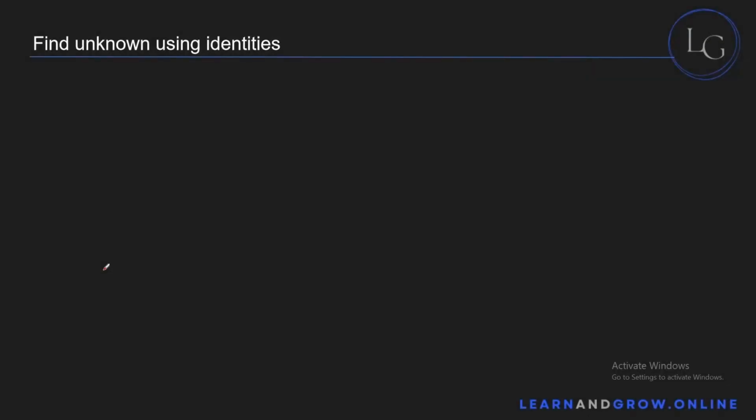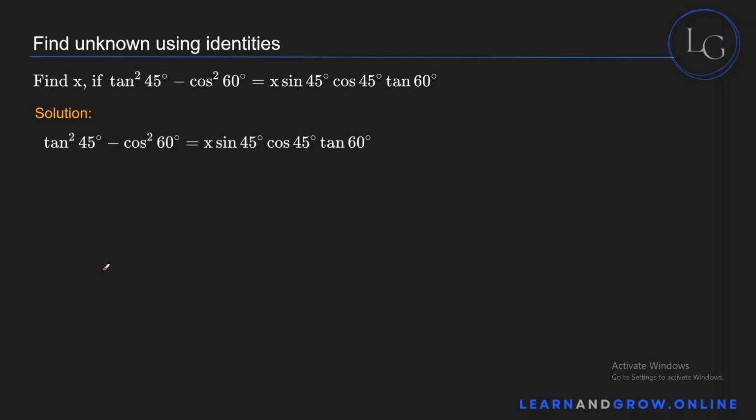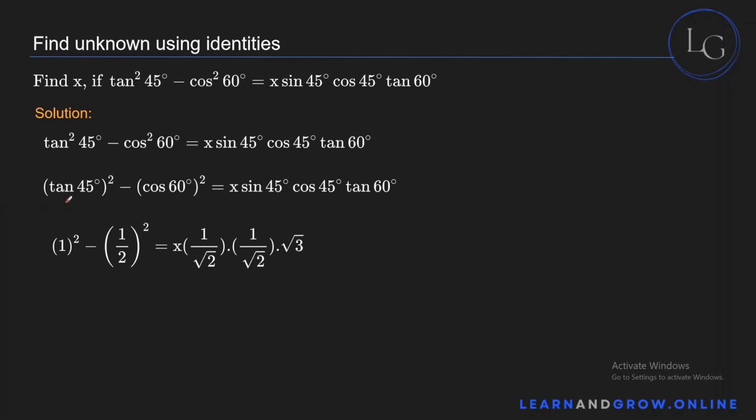Now let's find the unknown using identities. So find x if tan square 45 minus cos square 60 is equal to x sine 45 cos 45 tan 60. Now you can just plug in those values and find x, because tan square 45 is just tan 45 whole square, cos square 60 is cos 60 whole square, and the rest is as it is. Now when you plug in the values, we obviously know that tan 45, you can use the calculator or just draw a triangle and find the values that way.